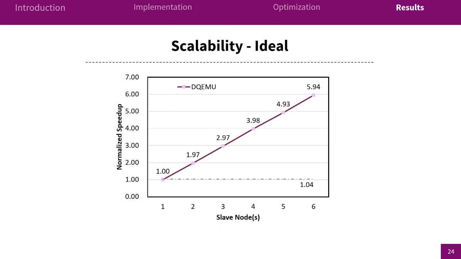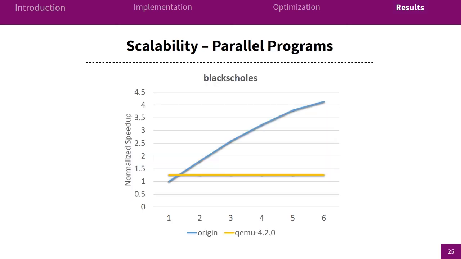So what is the scalability of such a system? We measure DQEMU with an ideal parallel program that has almost no data sharing among threads. We found that DQEMU has a nearly linear speedup as the slave nodes go up. How about real-world applications? For those applications that have little data sharing among threads, DQEMU has pretty good performance.